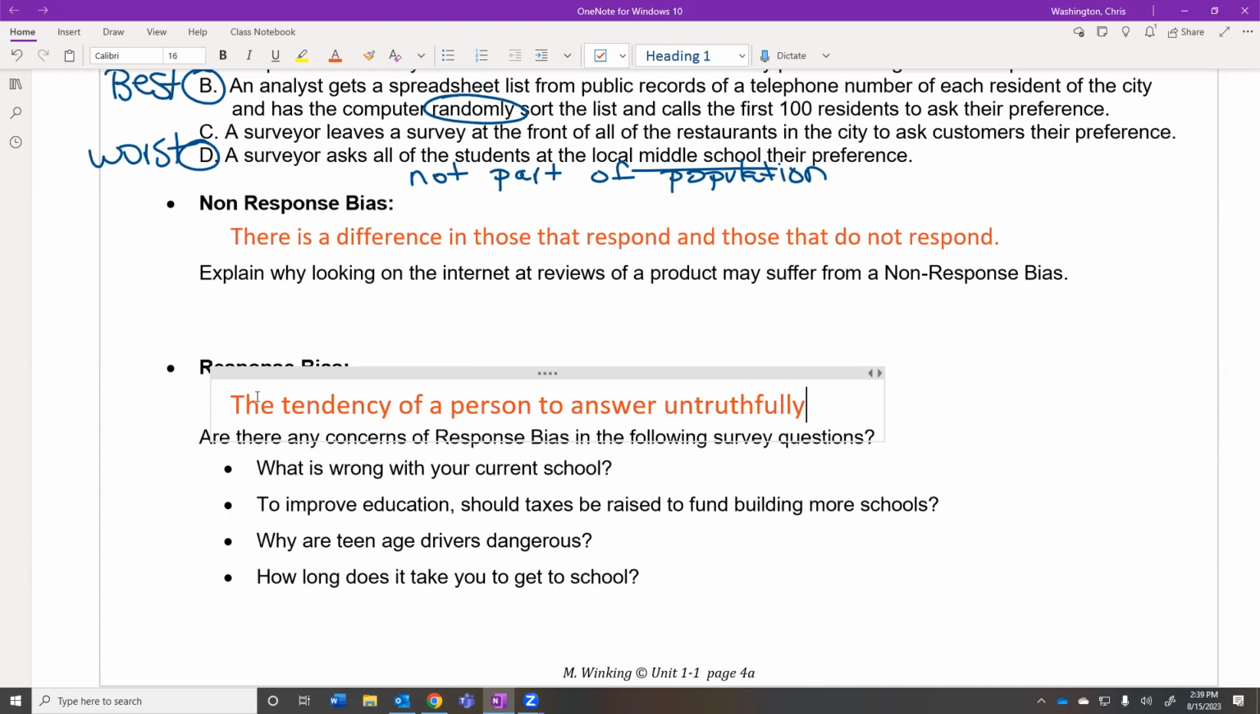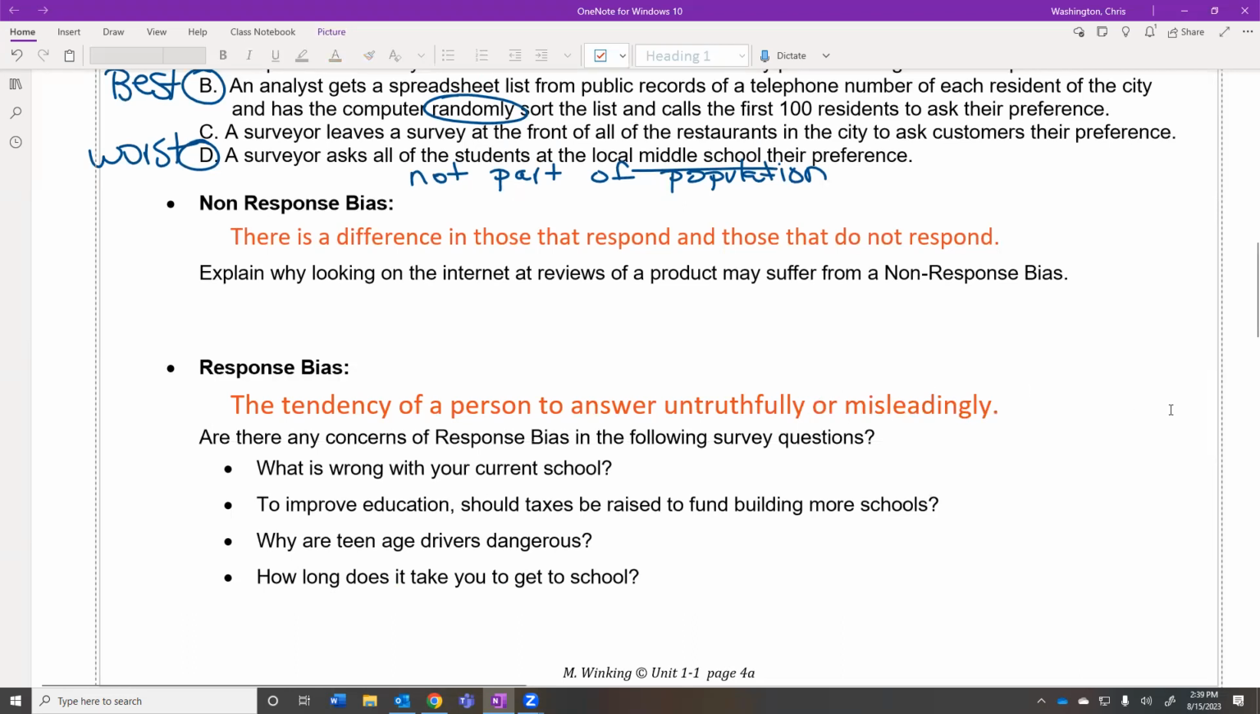The other way, untruthfully, or the other word we need to put here is misleadingly. So you might answer a question misleadingly based on the way I asked the question. So I might ask, "Don't you agree that vaping is bad for you?" The way I've worded that question, I'm trying to elicit a certain response from you.